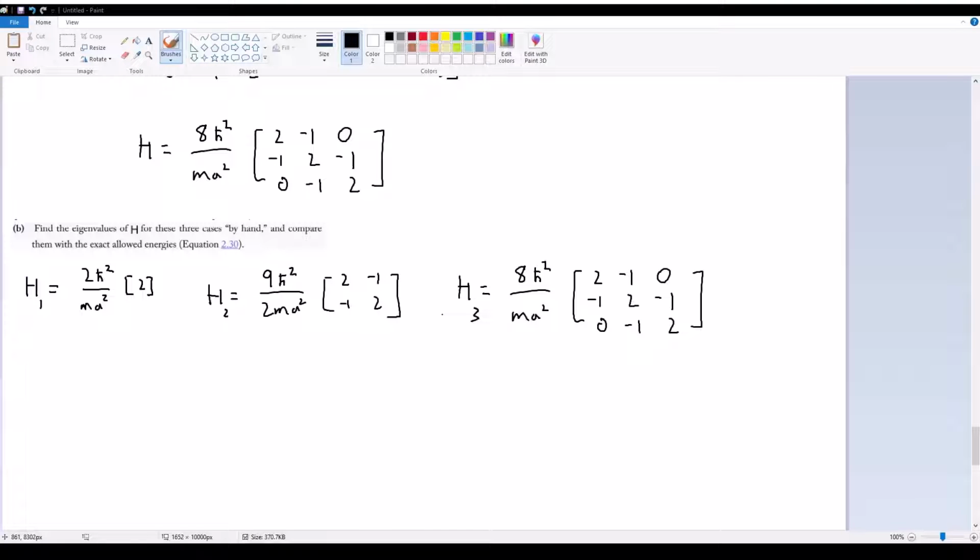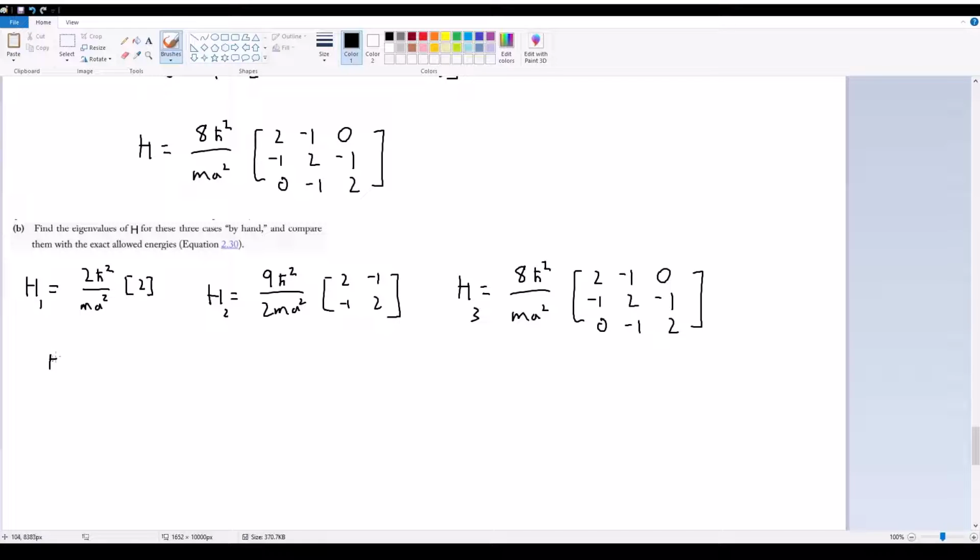But for now, we're just getting introduced to the idea that the eigenvalues of this H matrix that we've just defined apparently give us the allowed energies. So we're going to solve these by hand. To solve an eigenvalue problem, I'm just going to go over this very briefly.